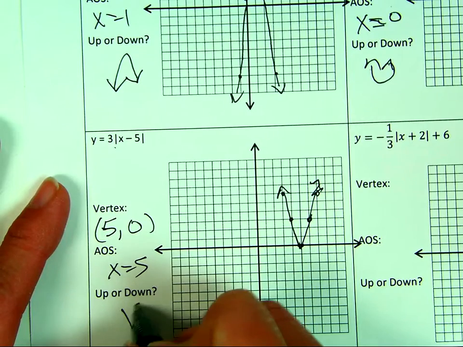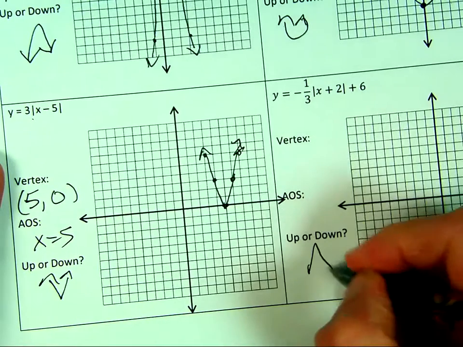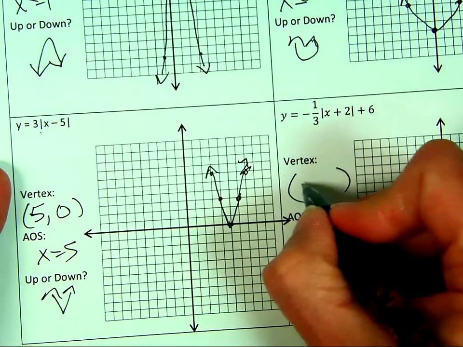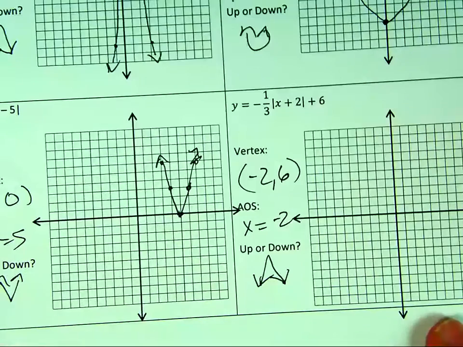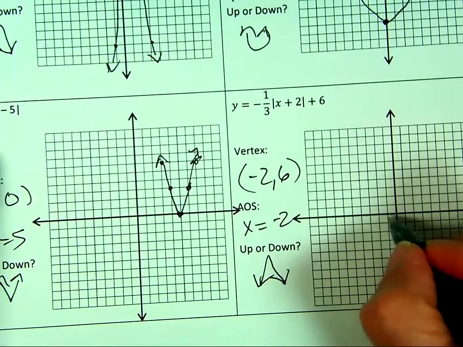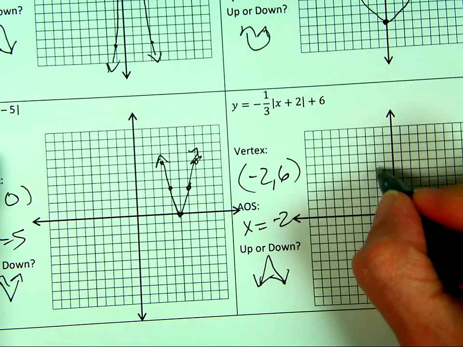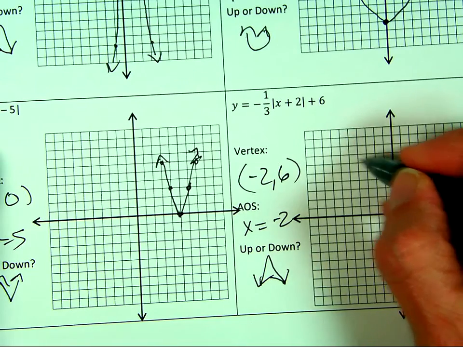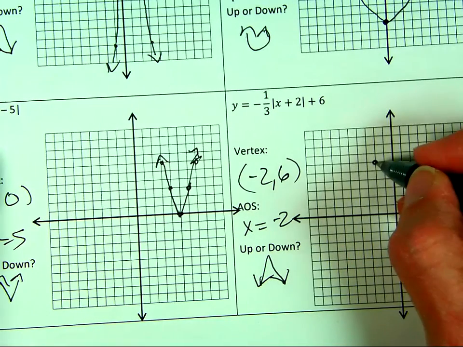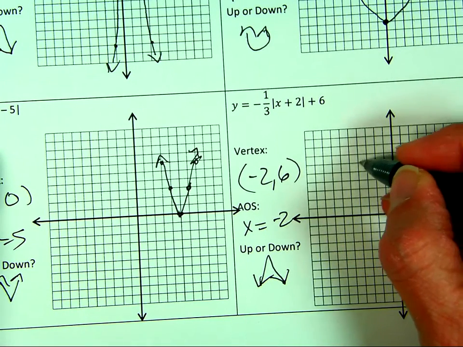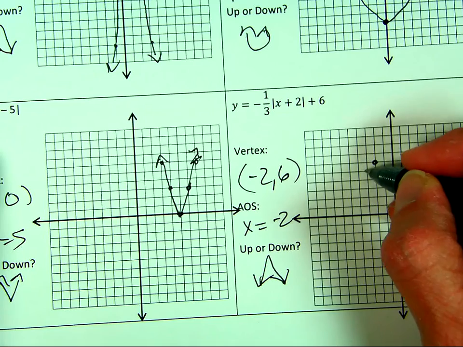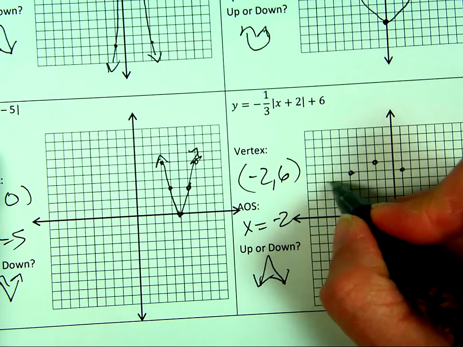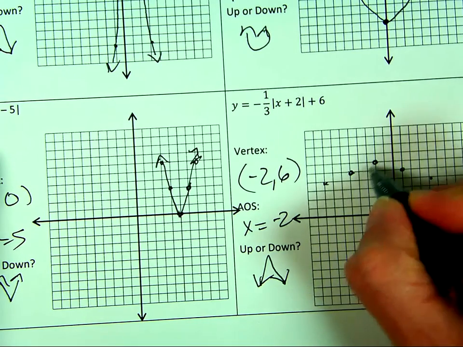This one's opening down because a is negative. My axis of symmetry is x equals negative 2 because my vertex is negative 2, 6. It's absolute value, so I go over negative 2, up 6. And I use my pattern, which is my slope pattern, which is down 1 over 3. Down 1 over 3. And that stays the same. And so I connect the dots.